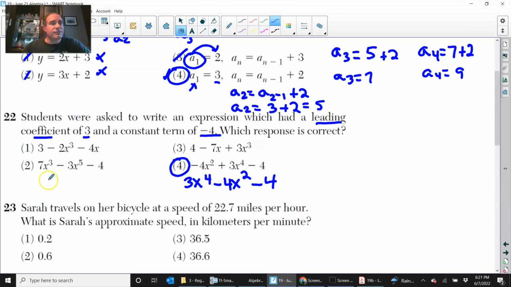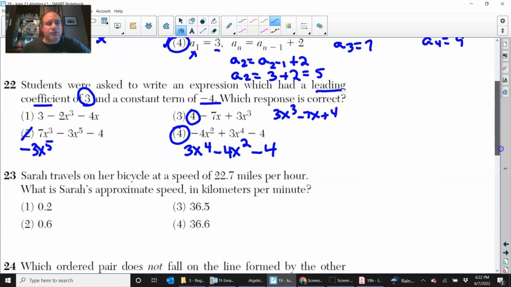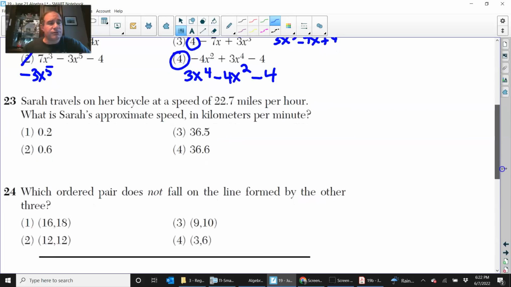And when I did a double take, it was really, really tricky right here. This is negative 3x to the fifth. So that's not a leading coefficient of 3. That's a leading coefficient of negative 3. And this is a leading coefficient of negative 2. This is a leading coefficient of 3, but this is not a constant term of negative 4. It is a positive 4. So this one in standard form would be like this, and that is a constant of positive 4. So that would not work. So 4 is your answer.